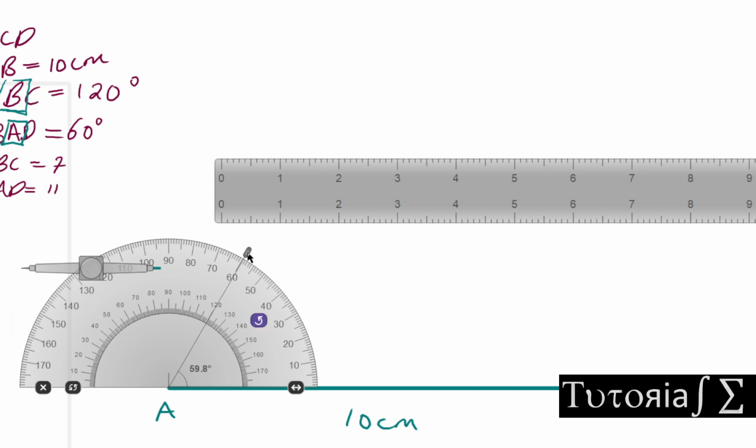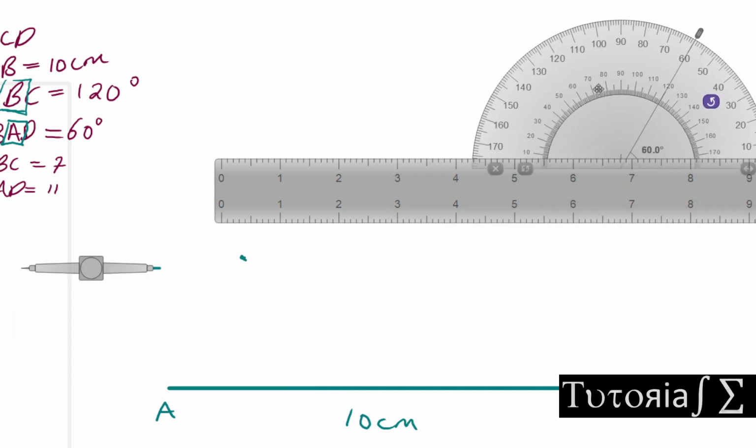So that is where 60 degrees is. Let me again put just a mark there, because I don't know the length yet.